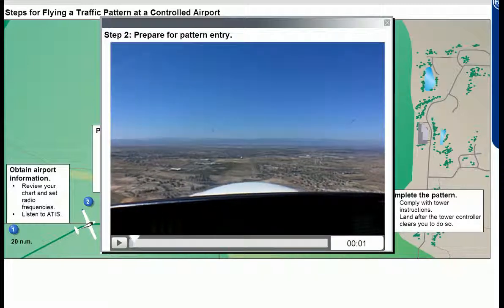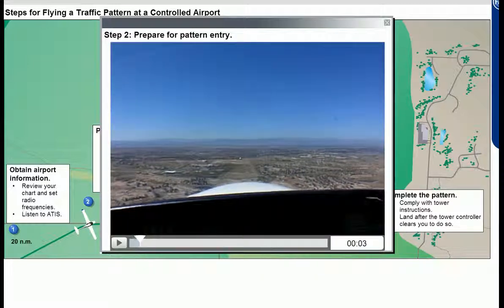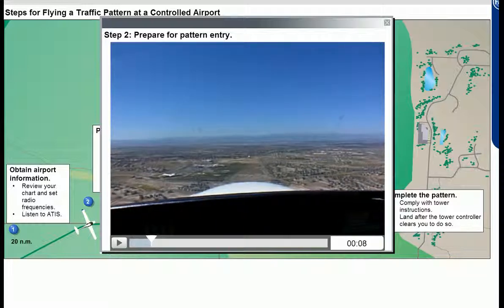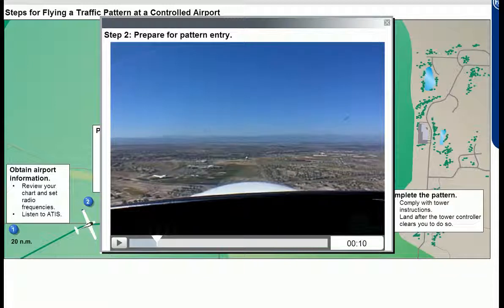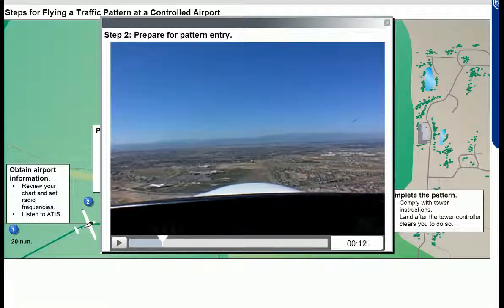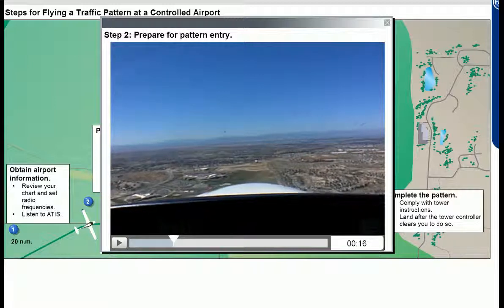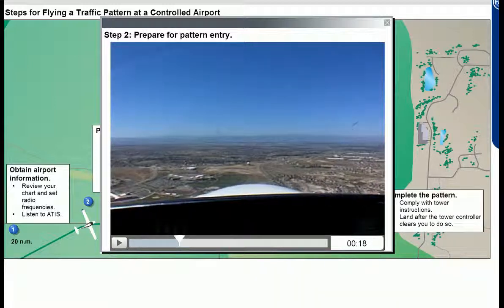Once you get the frequency set, let's go ahead and listen to ATIS, and we'll figure out what runway they're using. Now we're going to go ahead and prepare for pattern entry. So we want to contact the tower and let them know where we're at and what our intentions are. So I'm going to go ahead and show you how to do that. Centennial Tower, Diamond Star 505 Juliet Foxtrot, 15 miles to the northeast, inbound for landing with Sierra.